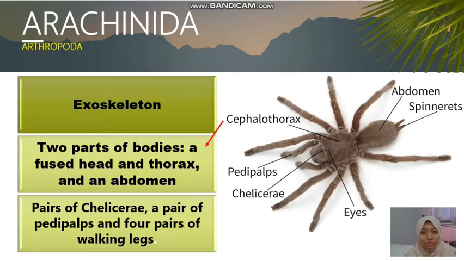The first one is called the cephalothorax. The cephalothorax is actually a combination of head and thorax. So this is the head and this is the thorax. When they combine, we call it cephalothorax. And the abdomen is the second part. Arachnida also has jointed appendages, which are a pair of pedipalps, a pair of chelicerae, and 4 pairs of legs.